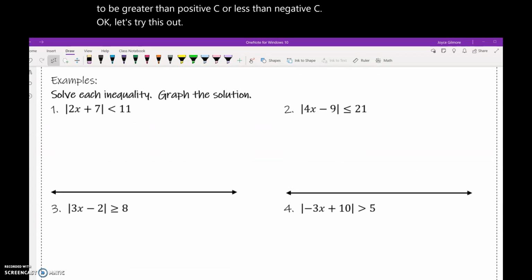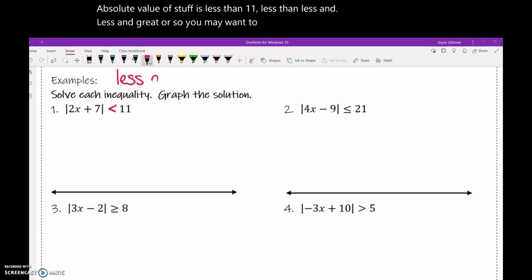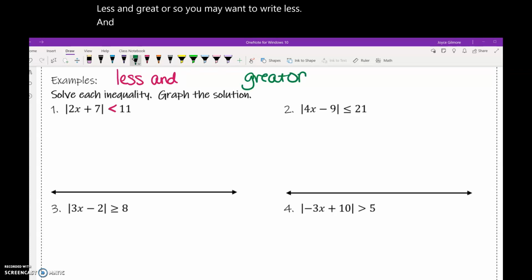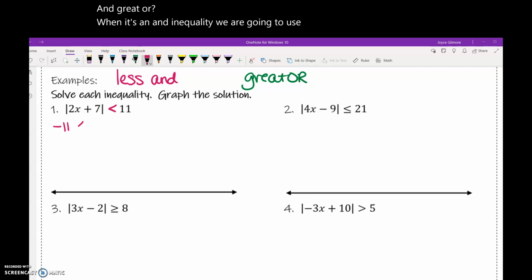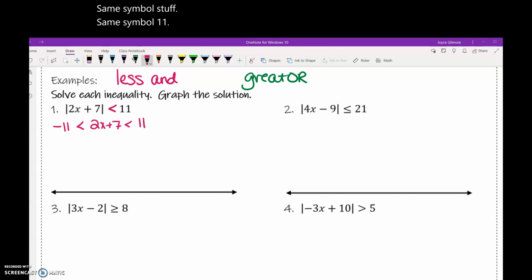Absolute value of stuff is less than 11. Less and, great or. So you may want to write less and, great or. When it's an and inequality, we are going to use negative number, same symbol, stuff, same symbol, 11. So -11 is less than 2x plus 7 is less than 11.